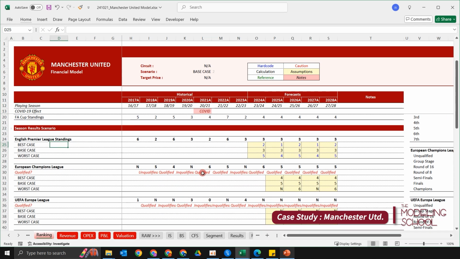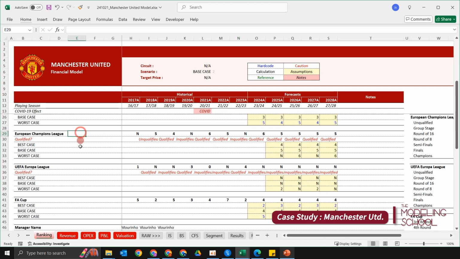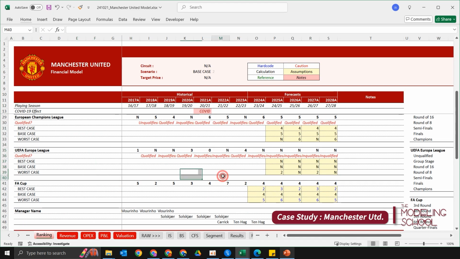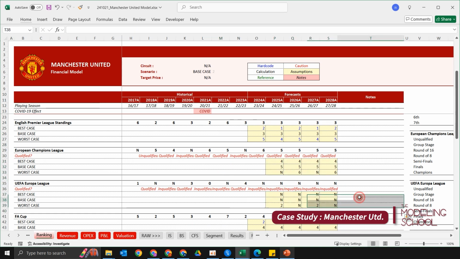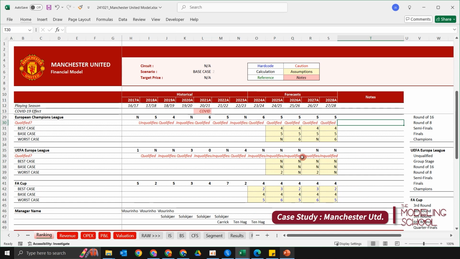So the best case would be that they win the English Premier League, which is very unlikely in my personal opinion. But anyways, they're second place, first place, second place, first place in the best case. But in the worst case, they're fifth, fourth, fifth, fourth. So I'm being relatively generous, considering that they have ranked sixth in 3 of their last 7 seasons. And also for the European Champions League, the UEFA Europa League, we made forecasts. We tried to make our best judgments on the results.